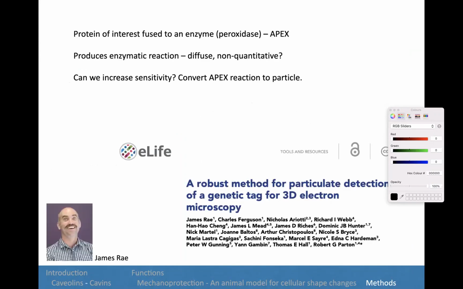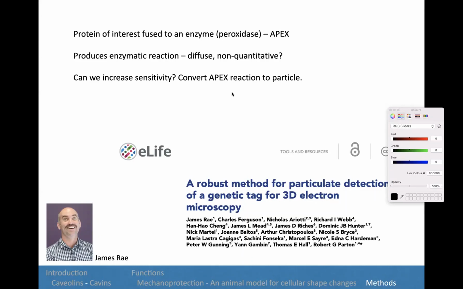And I want to finish with this final story from a great research assistant in the lab, James Ray, where we decided that what we wanted to do was to go further with the Apex and convert the diffuse, perhaps you might say non-quantitative signal you get with Apex into a particle. So can we convert the Apex reaction into a gold particle, for example? And that's what we've been able to do.